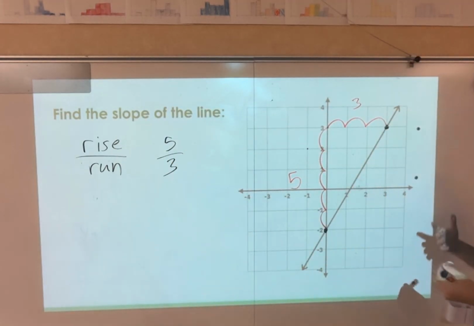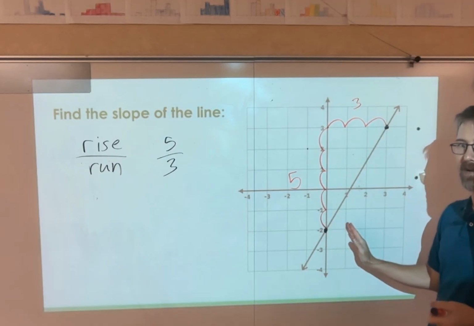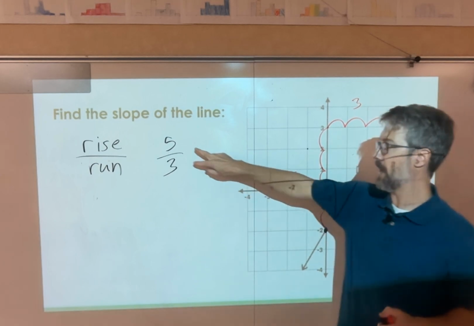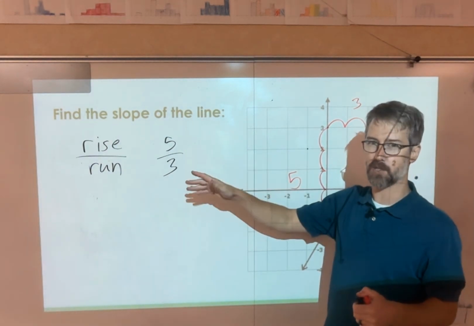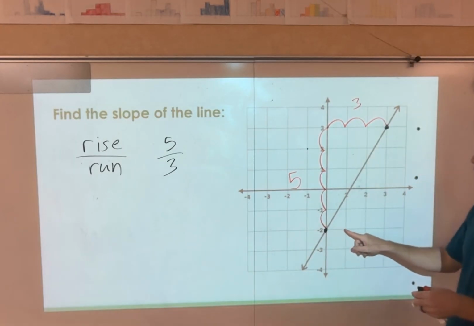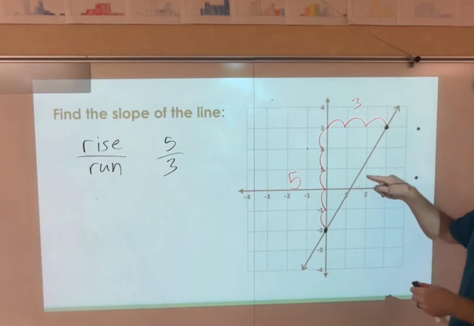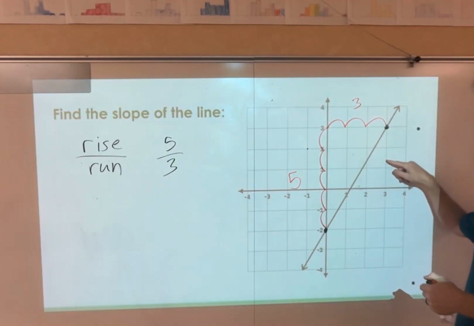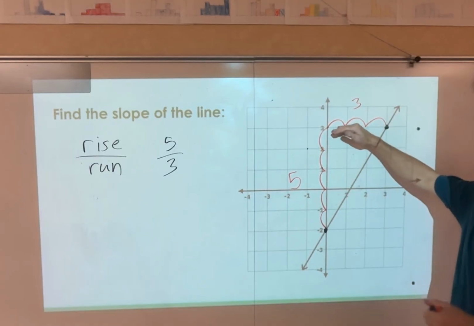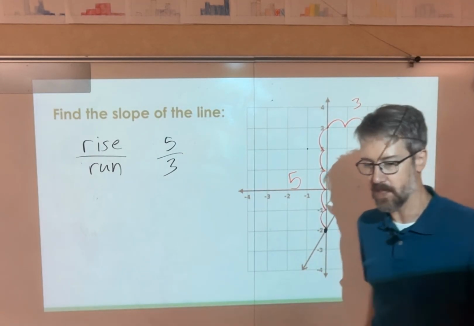All right, now what does that mean really? Every time I take one step to the right, the height increases by 5 over 3, or about 1 2/3, about 1.6 repeating. So if I go over one, this is 1 2/3 higher. If I go over another one, it's 1 2/3 higher. If I go over another one, it's 1 2/3 higher. But if I go over 3, it goes up by 5. So for every 3, it's going up by 5. That's what this means.